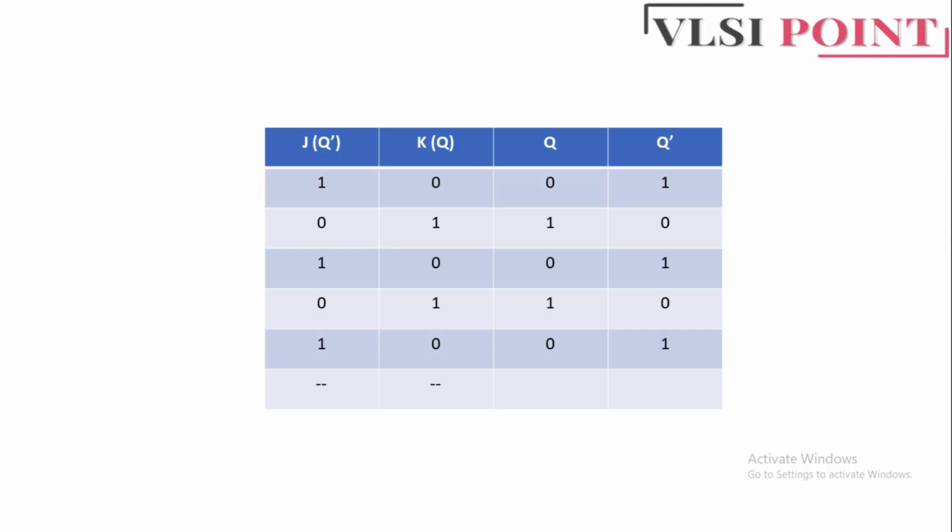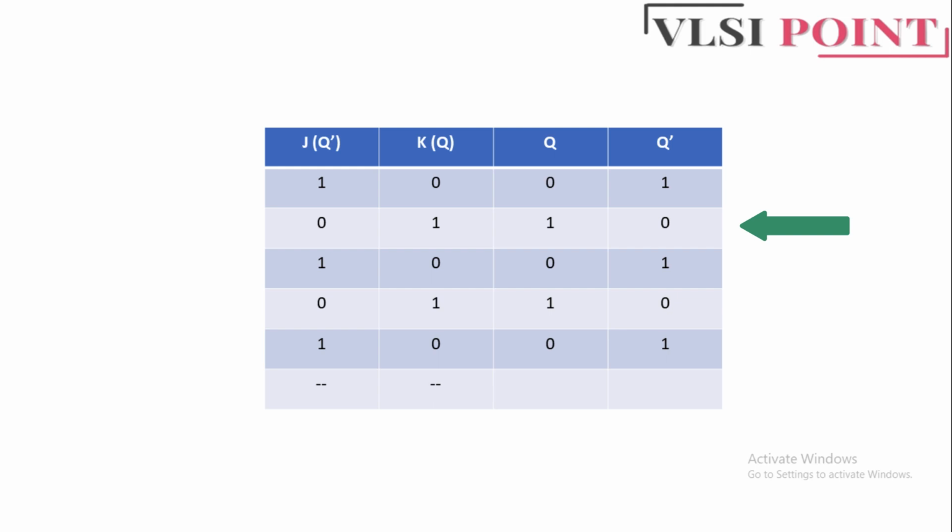Just see this. Initially, just consider that your circuit is in reset condition. At that time your output Q will be 0. If Q is 0, then Q bar will be 1. Based on that, you can allot the values to the J and K inputs. If Q is 0, that means K is 0. If Q bar is 1, that means J is 1. Now, in the next state, if the previous state was J=1 and K=0, obviously the output will be 1. If Q is 1, the Q bar will be 0.